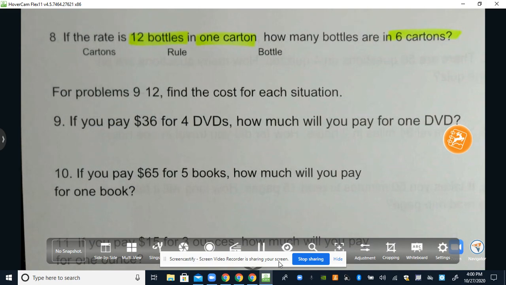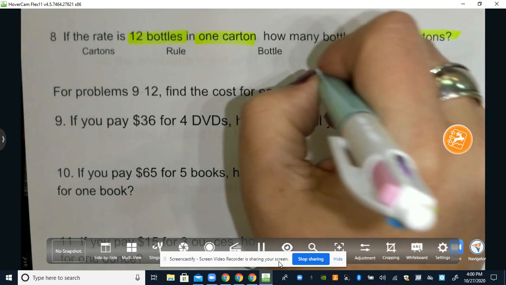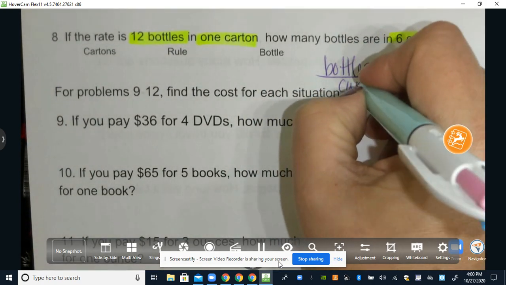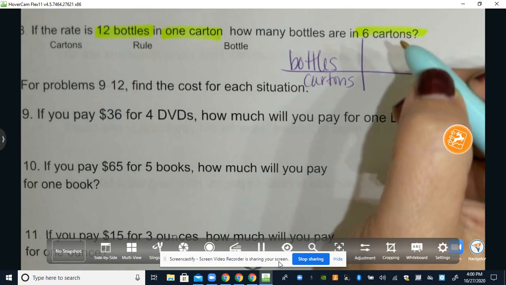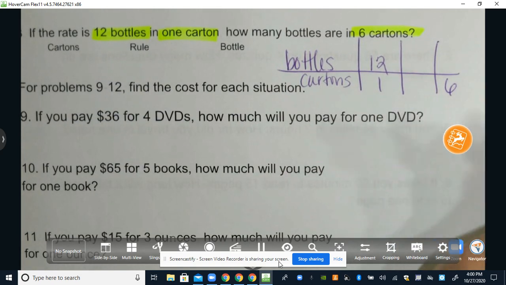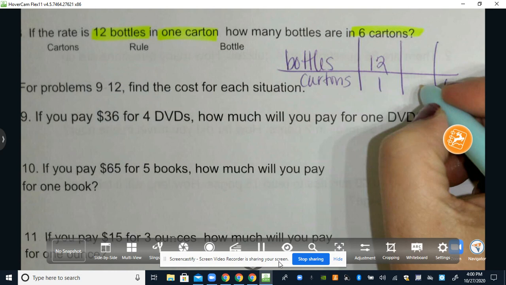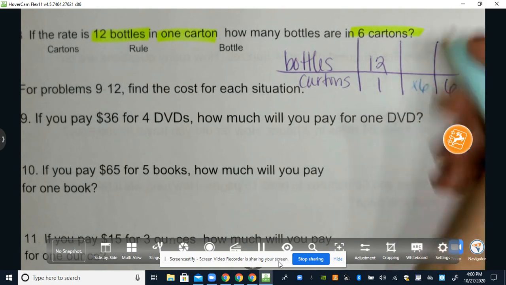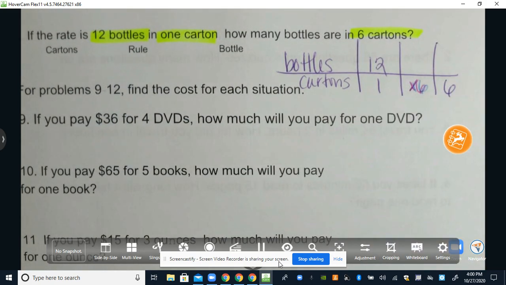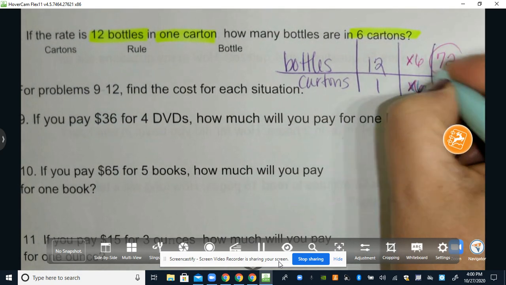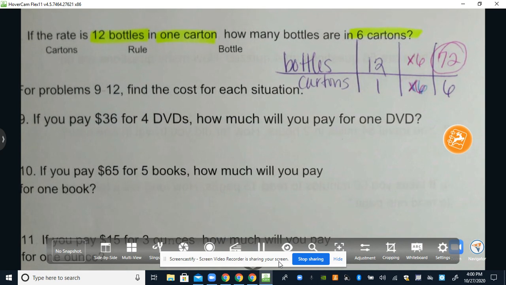I'm going to set up a table, comparing bottles and cartons. I know there are 12 bottles in one carton. So how many will there be in 6? How do I go from 1 to 6? I multiply by 6, and I multiply by 6 to the top. 12 times 6 is 72. So there will be 72 bottles in 6 cartons.